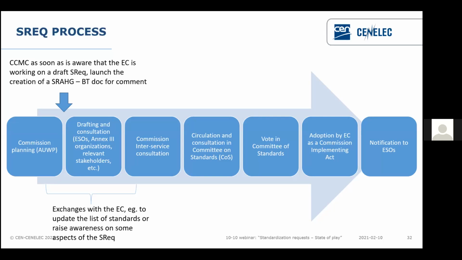Here you will see that the moment where there is a consultation on a working draft between the European Commission and the SRAG is the moment where CEN and CENELEC can interact with the European Commission. In particular, the SRAG, via the CCMC PM, may interact with the EC desk officer for that specific topic. For instance, to ensure that the list of standards in Annex 1, as I showed you before, in the new model for standardization request, is updated, so that it at least contains the right reference to the standard.